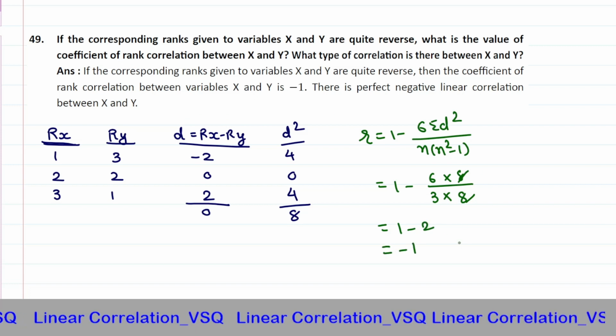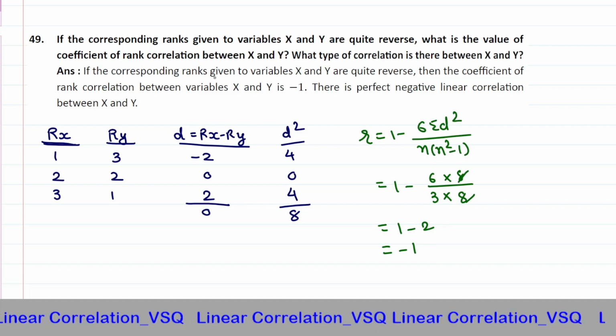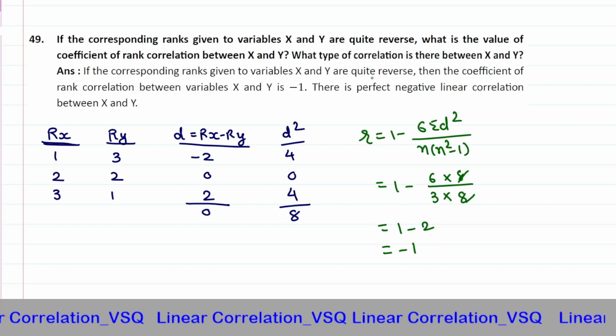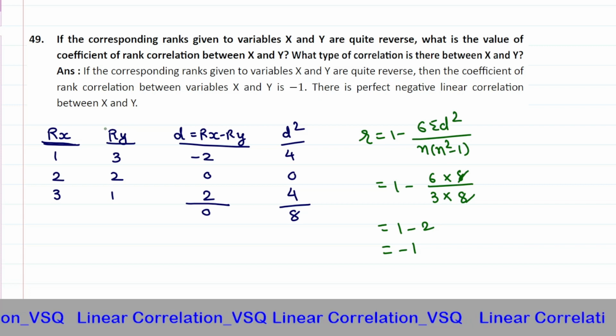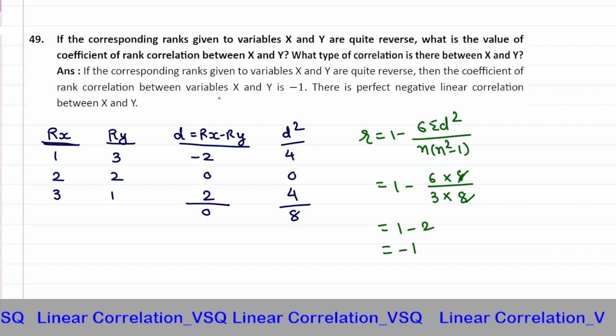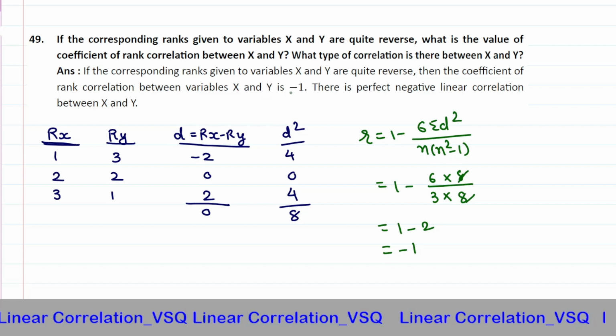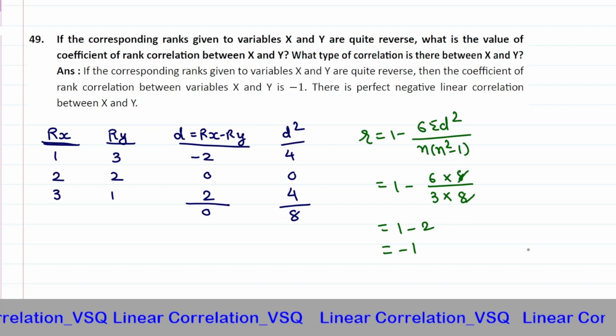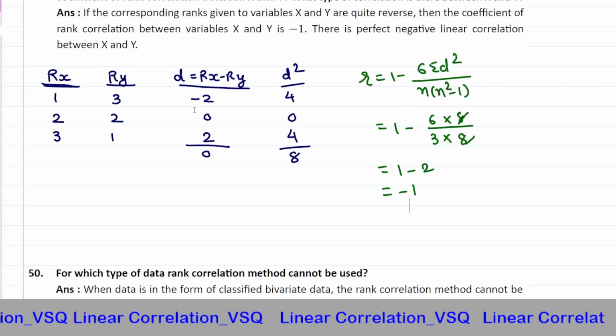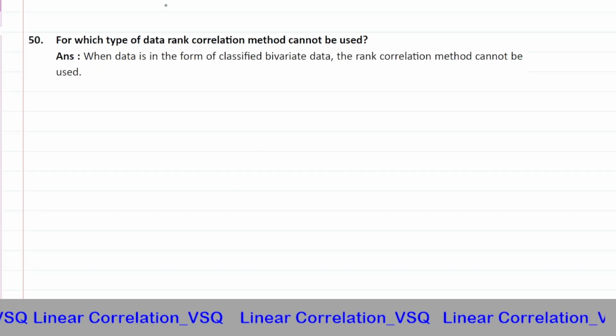See, what is our answer? If the corresponding ranks given to variables x and y are quite reverse, then the coefficient of rank correlation between variables x and y is -1. There is perfect negative linear correlation between x and y.